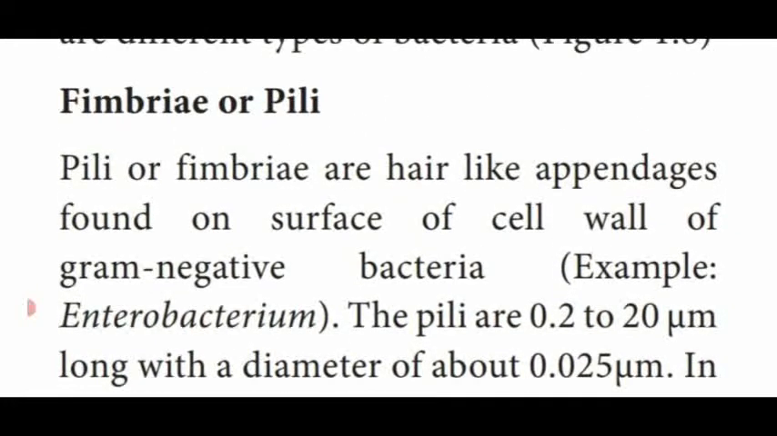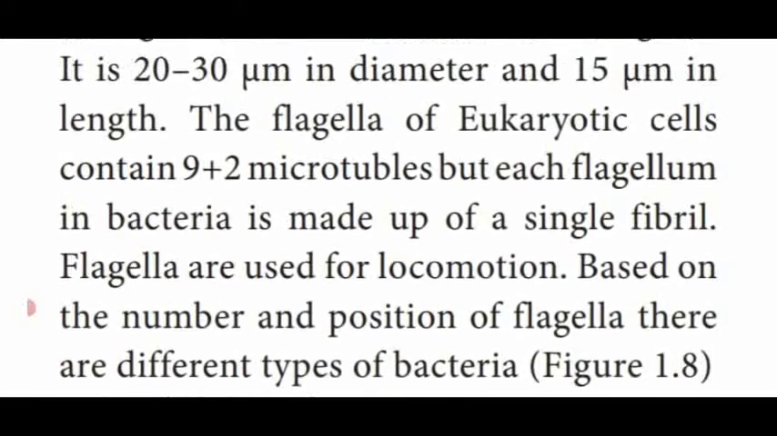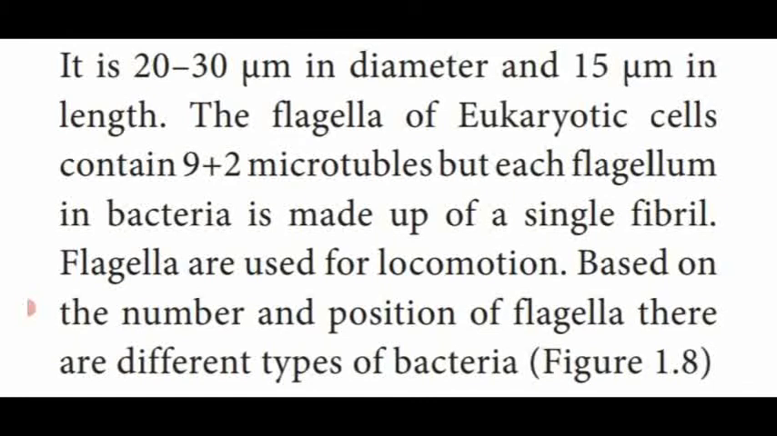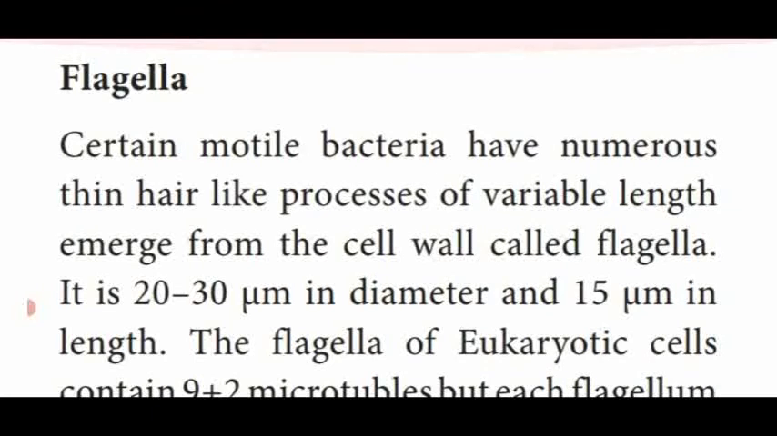This is said to be fimbriae or pili and flagella. Dear students, there is another question in the flagella paragraph. Write the difference between eukaryotic flagella and prokaryotic flagella. Eukaryotic flagella have 9 plus 2 microtubules, but the prokaryotic flagella, for example in bacteria, has only one fibril. That is the difference between eukaryotic flagella and prokaryotic flagella.